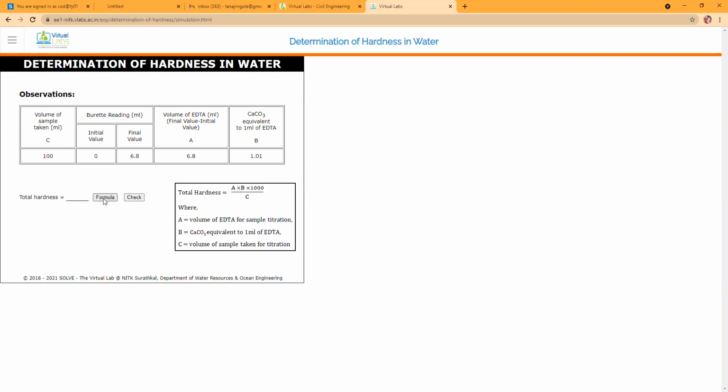Next, the formula: total hardness is equal to A into B into 100 into 1000 divided by C, where A is the volume of EDTA for sample titration, B is calcium carbonate equivalent to 1 ml of EDTA, and C is the volume of sample taken for titration.